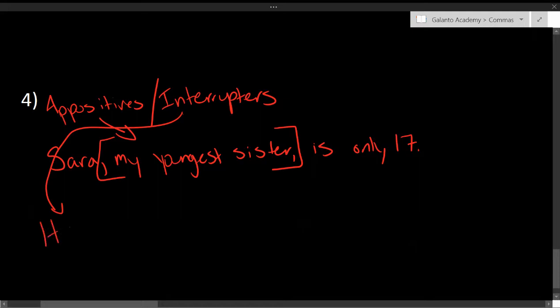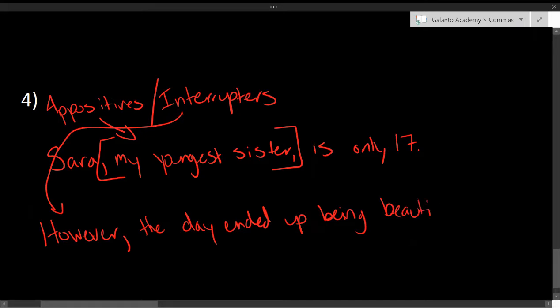So, you could have a word like however at the beginning of a sentence. And however, the day ended up being beautiful. So this interrupts the flow of the sentence. It's not essential, so we'd have a comma there. If we took it out, the sentence would totally still work.